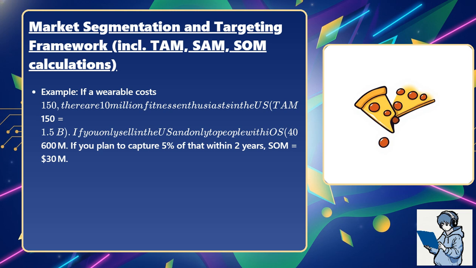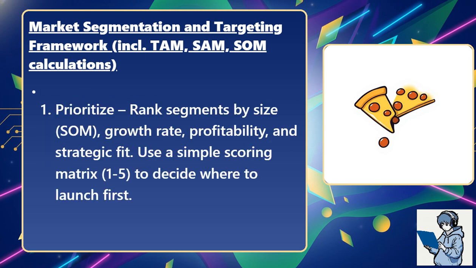If you only sell in the United States and only to people with iOS, 40% of the market, serviceable available market equals $600 million. If you plan to capture 5% of that within 2 years, serviceable obtainable market equals $30 million. 3. Prioritize: rank segments by size, serviceable obtainable market, growth rate, profitability, and strategic fit. Use a simple scoring matrix 1 to 5 to decide where to launch first.